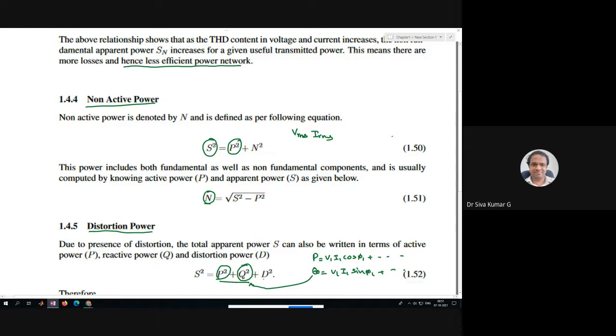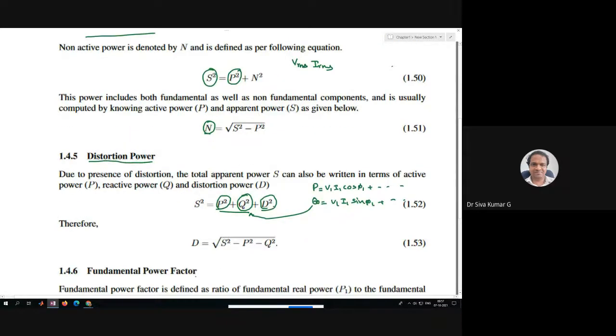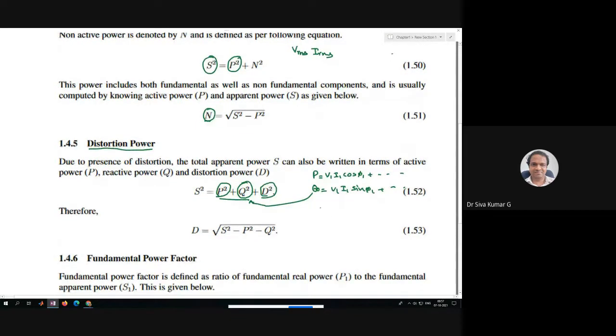Other than these powers, they call it distortion power. The expression they use to relate it is S square equals this particular equation. You can find the distortion power as the square root of S square minus P square minus Q square. These are the terms they have tried to use to express or distinguish the non-useful powers. Some of them are not consistent terms also; they are going to vary.